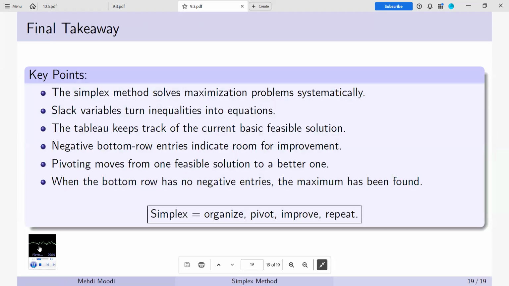Here is the big picture. The Simplex method improves a feasible solution one pivot at a time until no more improvement is possible. So the main idea is simple. Organize the data, pivot carefully, and keep going until the math tells you to stop.